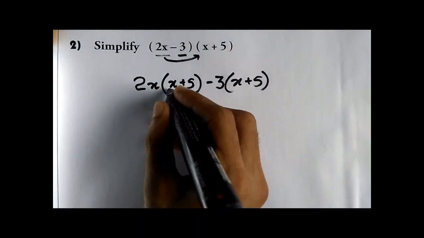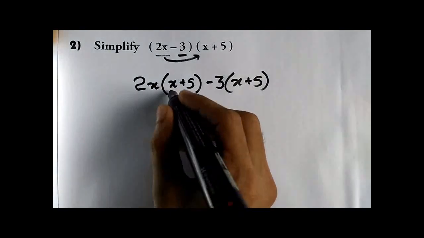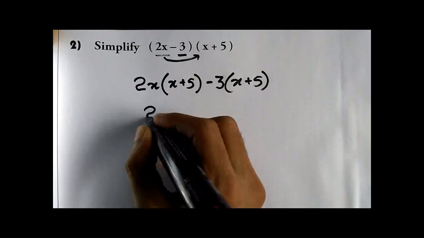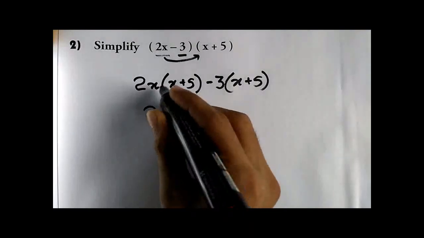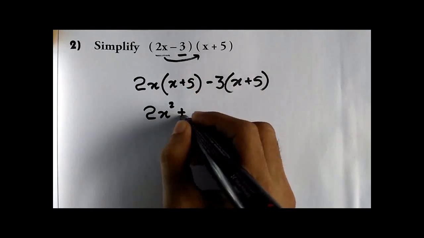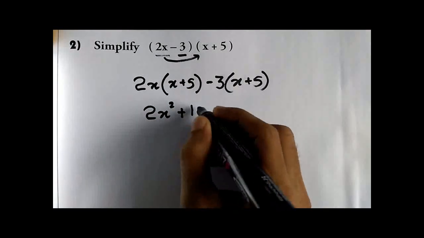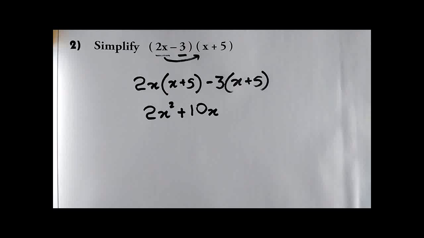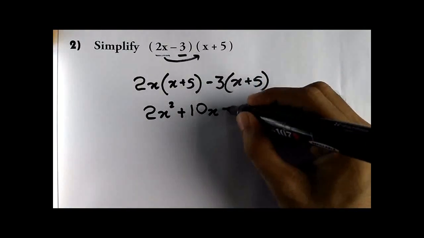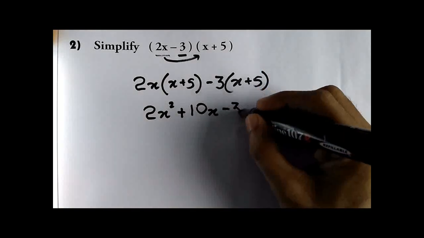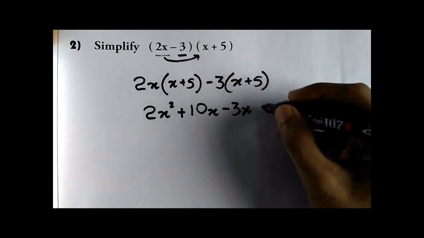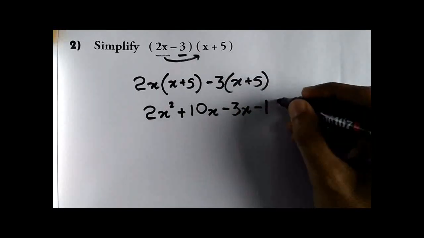2x into x is 2x squared. Plus, now we multiply 2x into 5. 2 into 5 is 10, so 10x. Next we move to the second term. Minus 3 into x is minus 3x. And minus into plus is minus, and 3 5s are 15.